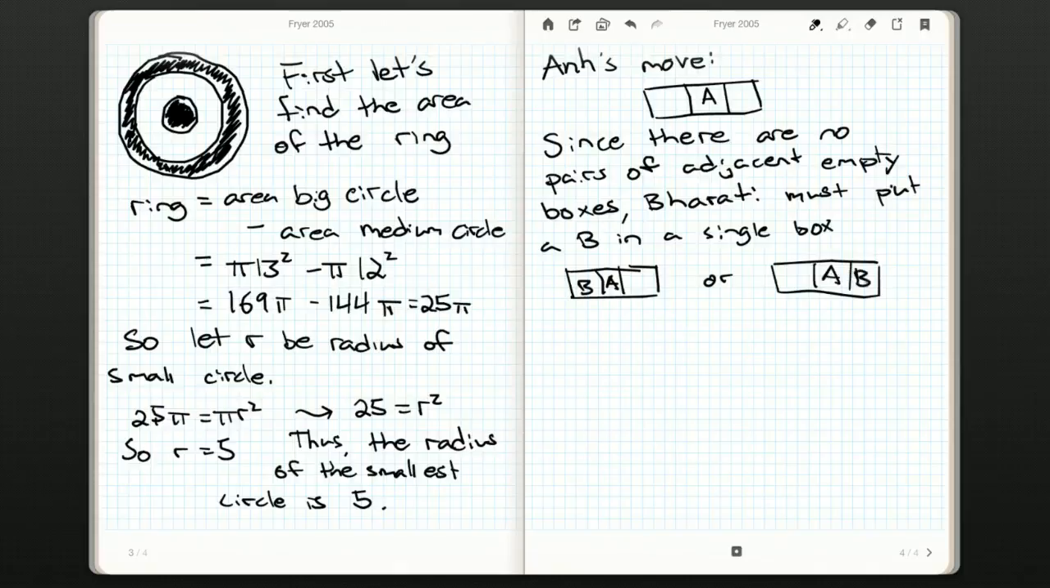Right, these are the only 2 options for Bharati. We can either put the B on the left or we can put the B on the right. So what we've done is we explained what happened in the first move, and we're just observing. What could Bharati possibly do? Where could the B go next? There are no pairs of adjacent empty boxes. So what's left? It's got to be a single box, and there's 2 choices for single boxes. But at this point, it's the end of Bharati's turn. So where's that next A going to go? Well, it's got to go in one of those single spots, and the winner is the person who fills the last empty box.